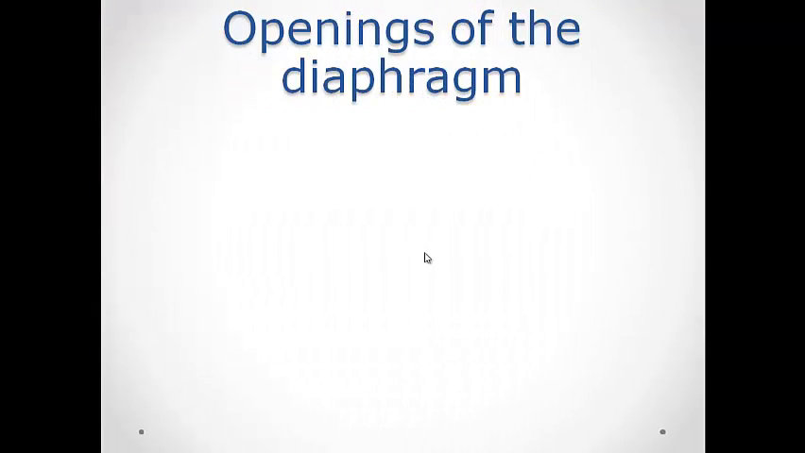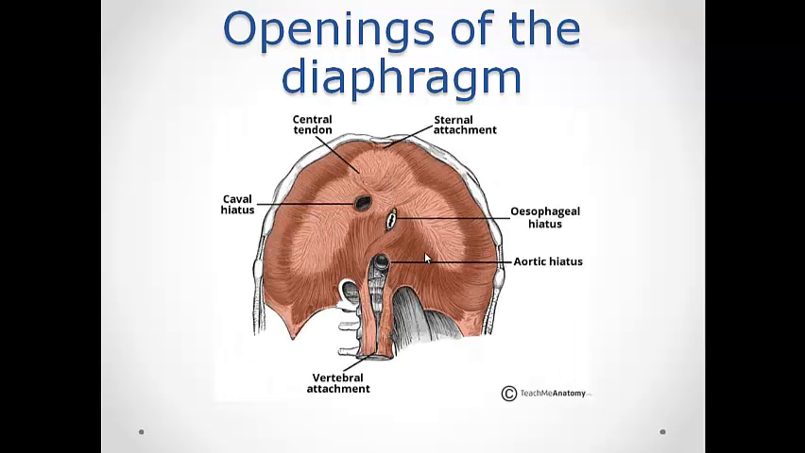Now, being a sheet of muscle that separates the thorax and the abdomen, it needs to have what we call openings, because we're going to see that there are certain structures located in the thorax that actually need to pass into the abdomen. If the diaphragm is sitting there closing off the space, then those structures are not going to have anywhere to go.